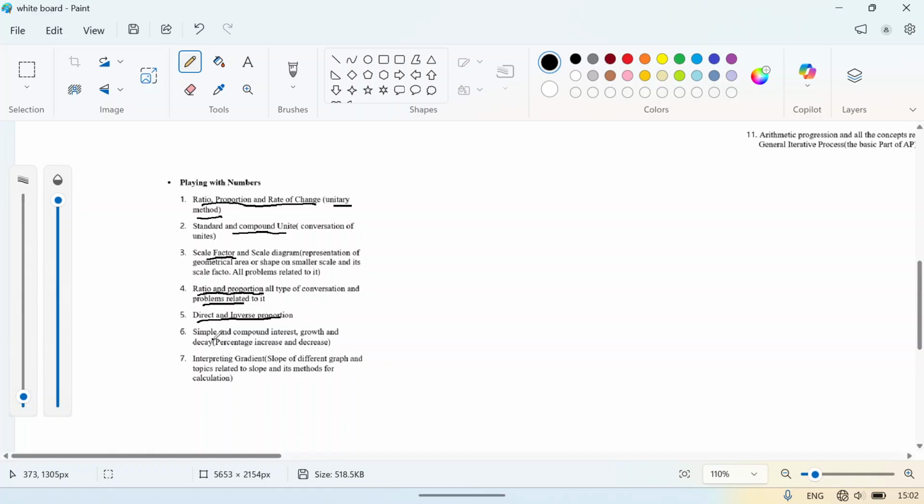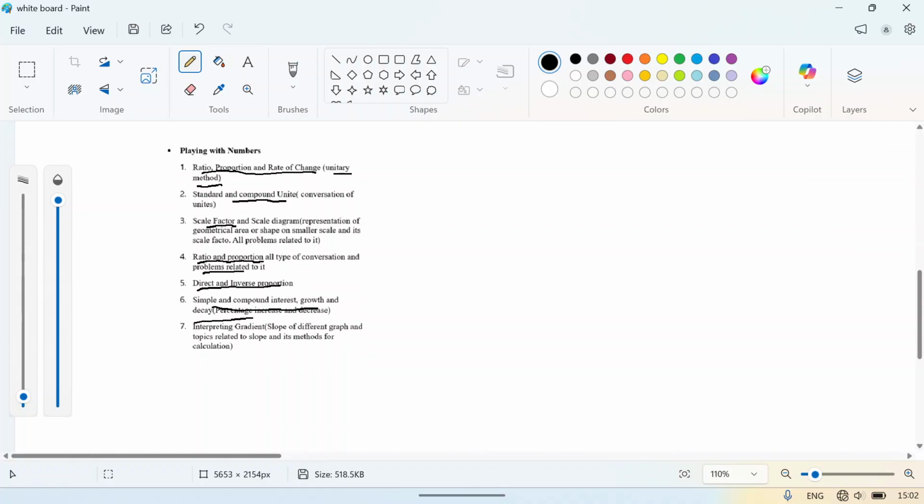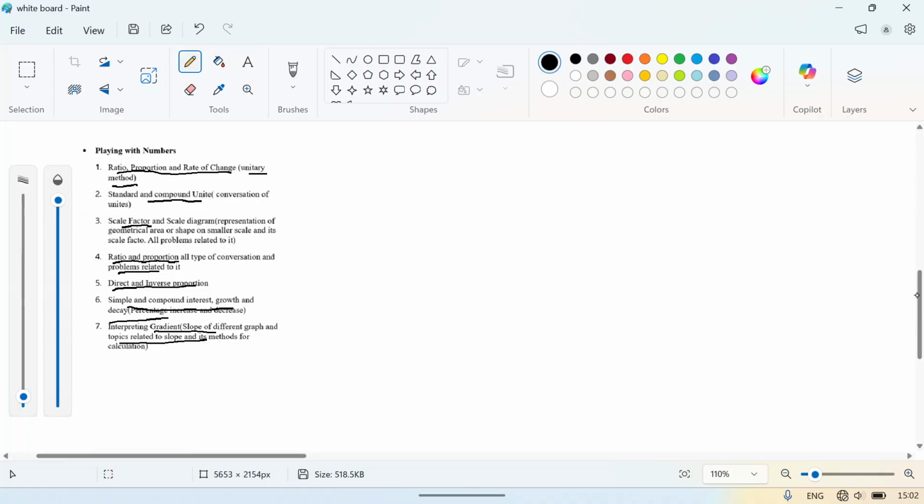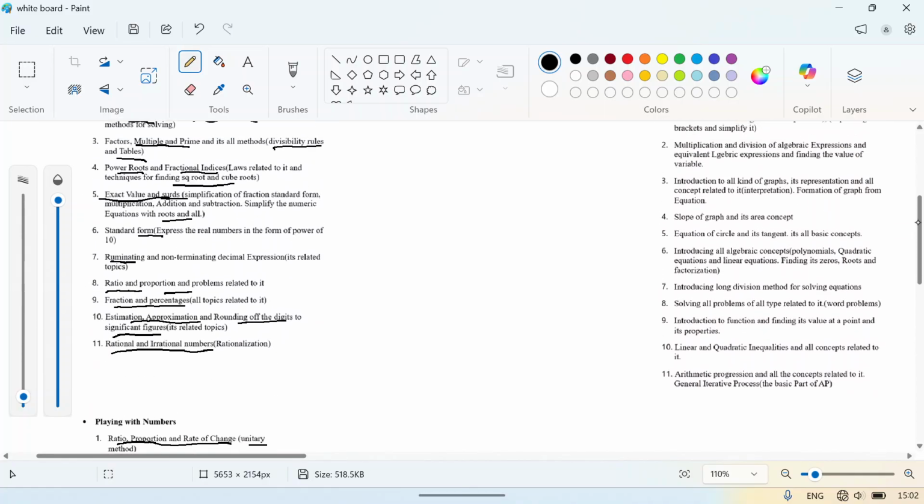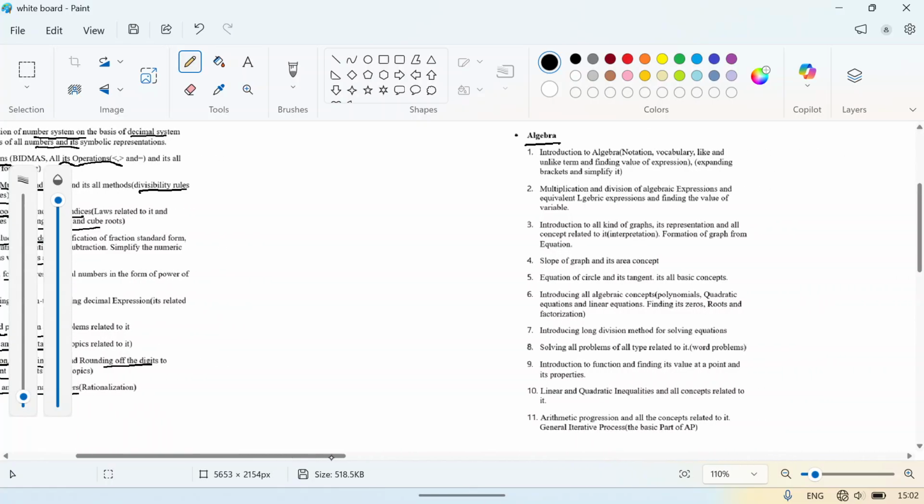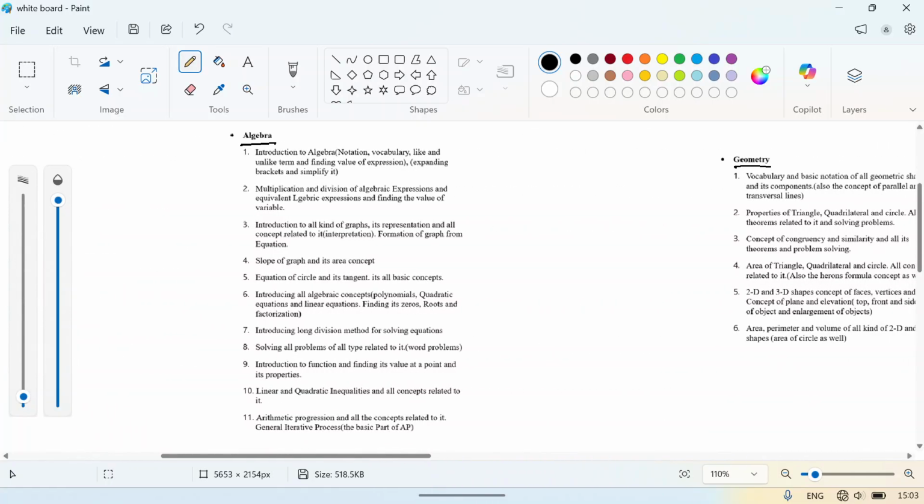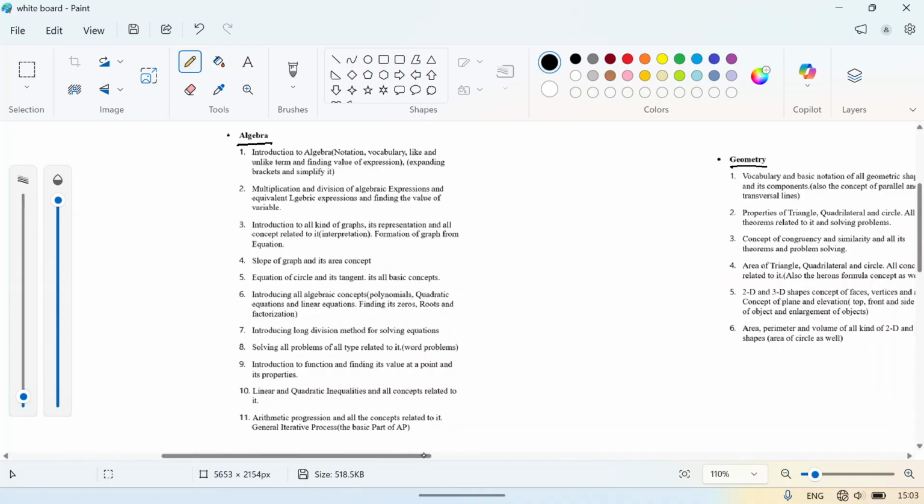Then simple and compound interest, growth and decay. In topic number 7, we are going to cover interpreting gradient, slope and different graphs, and the methods related to calculation. This is one of the new concepts, the gradient of a graph. So we are going to learn about that. What is the gradient of a graph, or slope of a graph? How to find it? What is the formula? And we are also going to solve some problems based on that.